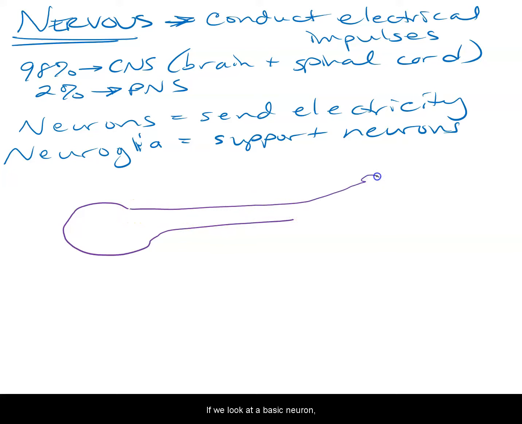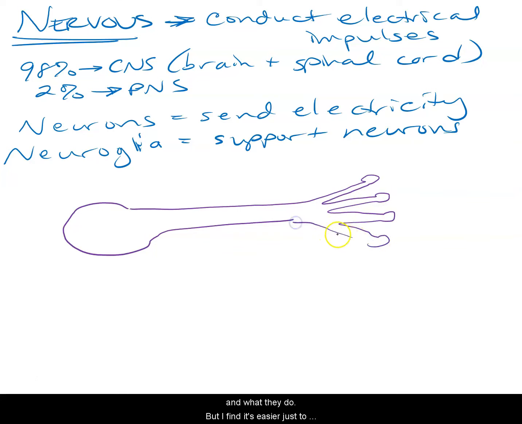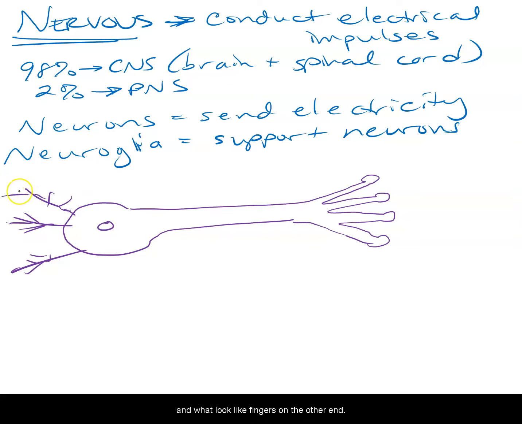If we look at a basic neuron, you can list out all the different parts of the cell and what they do, but I find it's easier just to draw one and label it. So when we draw out our basic neuron, we're going to have these little spiky things on one end and what look like fingers on the other end.